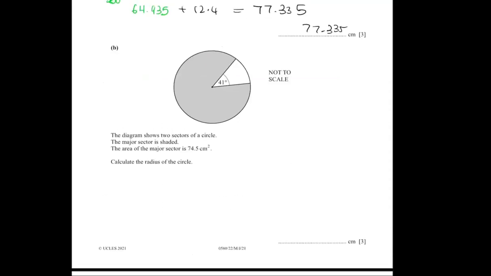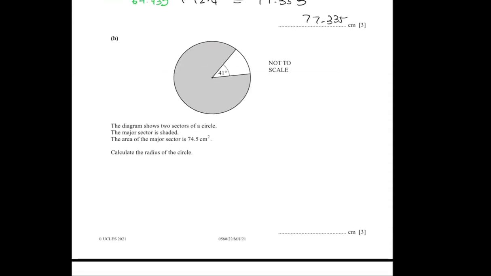The diagram shows two sectors of a circle. The major sector is shaded. The area of the major sector is 74.5 square centimeters. So if you're sensitive to the numbers here, you will know that this is an area. So you need to use methods to find the radius. We need to find the shaded area angle first. So 360 minus 41 is equal to 319. And then we're just going to write the equation: 319 over 360 multiplied by pi r squared is equal to 74.5 centimeters squared. So we just have to solve it there.